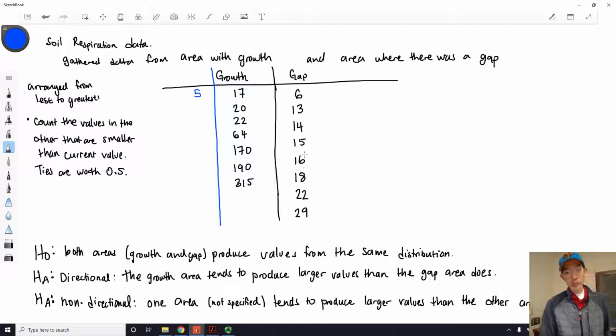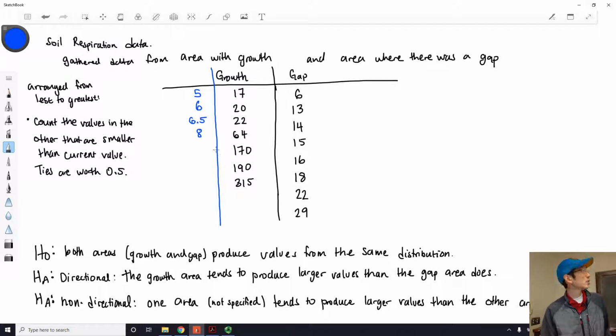At 20, I can count 6, 13, 14, 15, 16, and 18. I got 6 values in the other column that are smaller. At 22, I've got 6 values that are smaller, and then there's a tie at 22. Ties are worth 1/2. So I'm going to write 6.5. Okay? And at 64, 1, 2, 3, 4, 5, 6, all 8 values in the other column are smaller. Is this okay, what I'm doing?